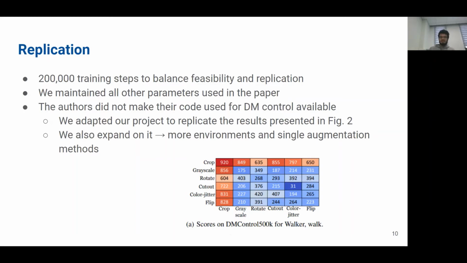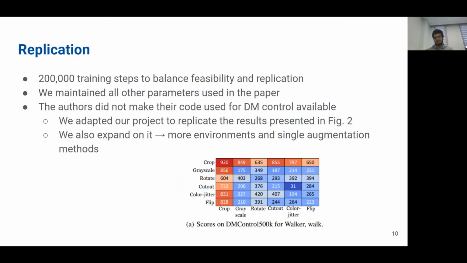An issue that we had was that the authors did not make available the code that they used for DM control. In their paper, they report results randomly selecting augmentation methods throughout the training process, but that is not the code that they make available. The code that they make available only allows us to select 1 or 2 specific augmentations. So we adapted our project to replicate the results that they present in figure 2.